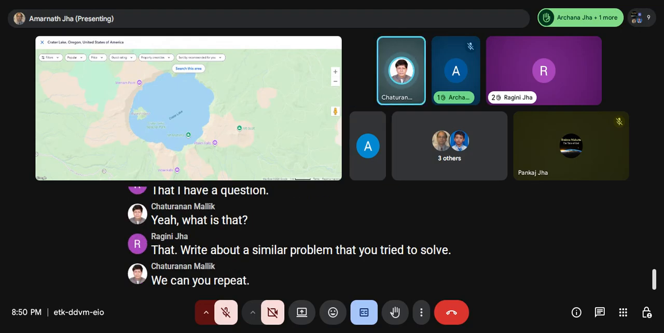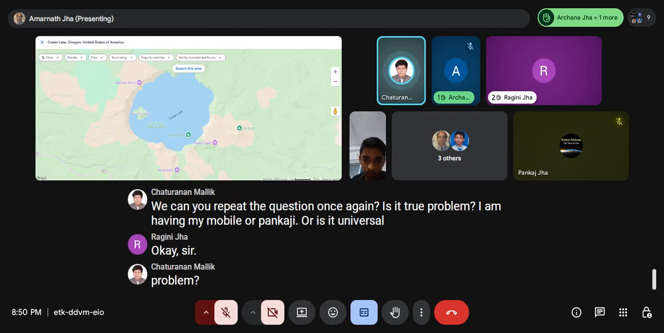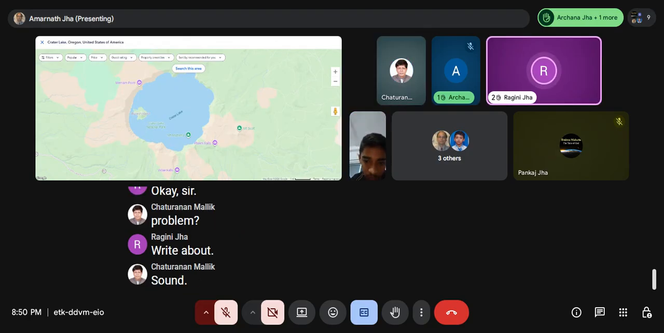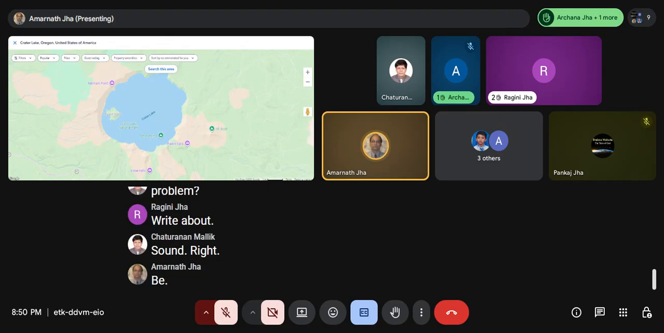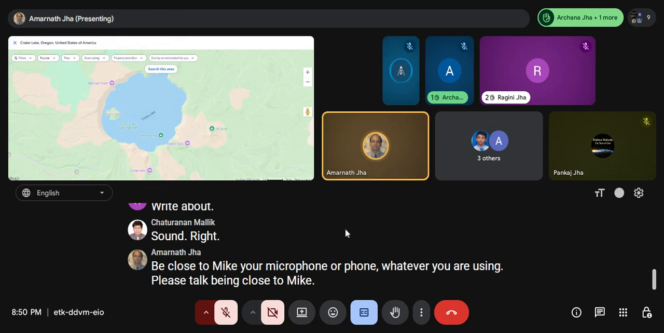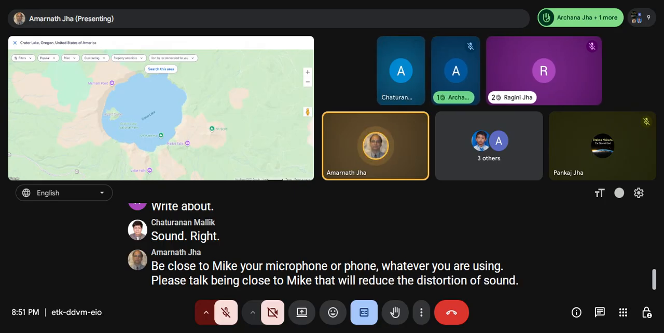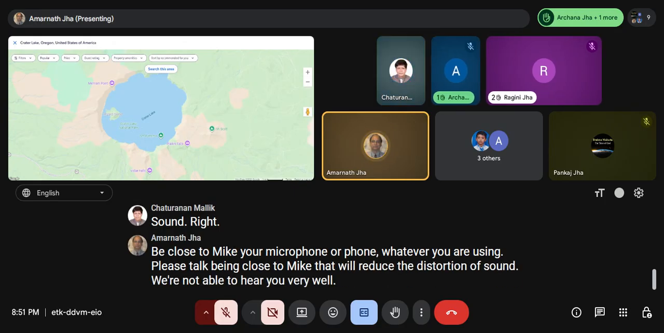Sorry, can you repeat the question once again? Is it a problem I am having with my mobile, Pankaj ji, or is it a universal problem? Be close to the mic. Your microphone or phone, whatever you are using, please talk close to the mic. That will reduce the distortion of sound. We're not able to hear you very well.